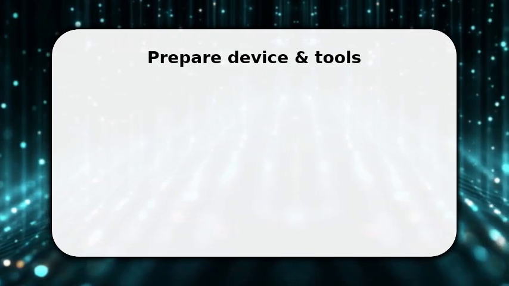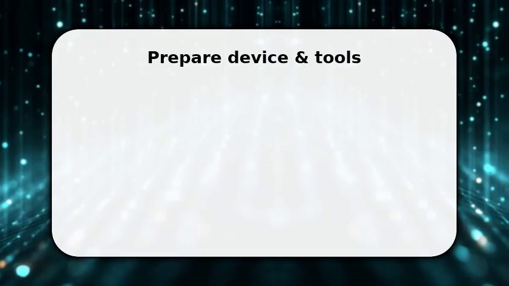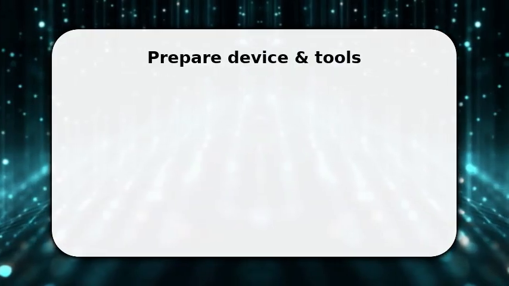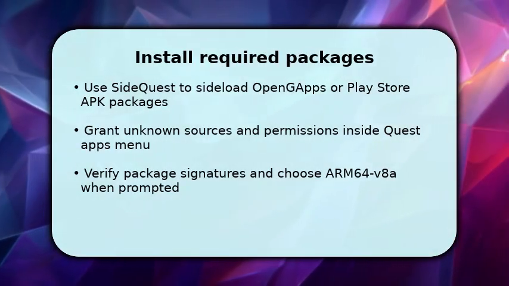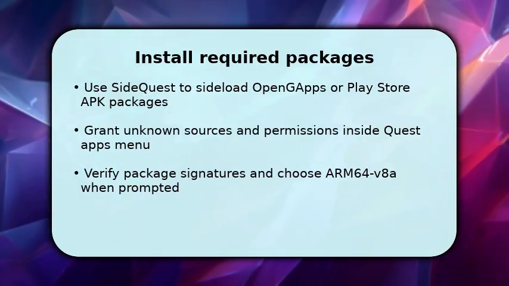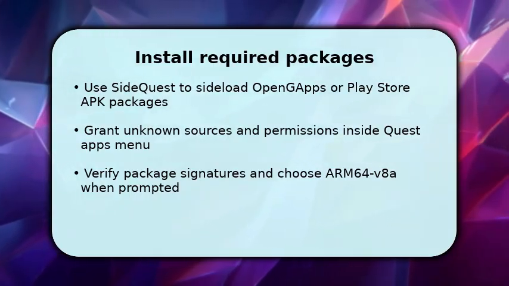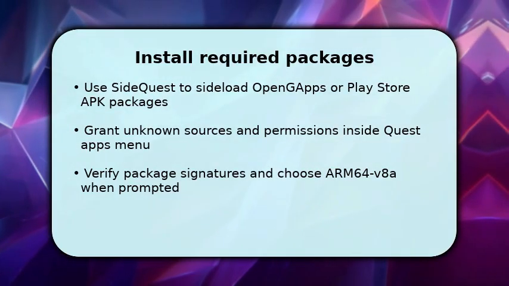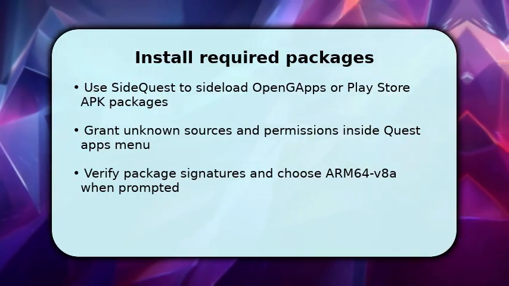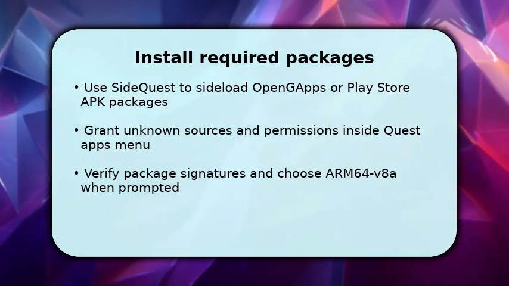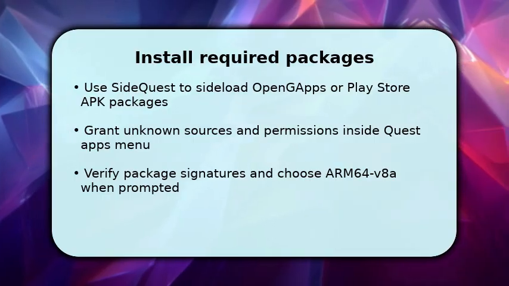Now you install the core Android components and the Play Store APK. Open SideQuest and transfer the required APKs, GMS Core, Play Store, Play Services, selecting ARM64v8A builds. Once transferred, switch to the headset and grant unknown sources and any runtime permissions for each installed package.